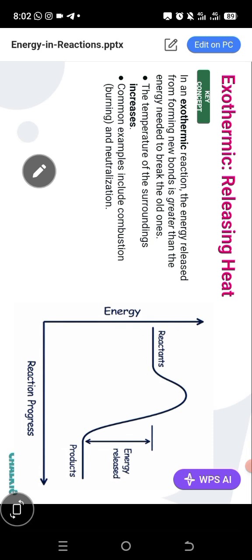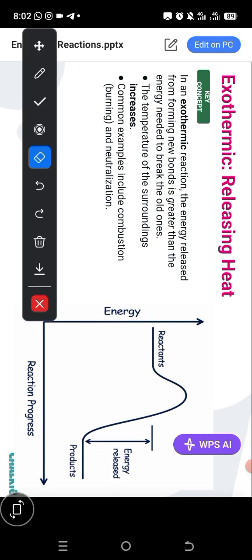Another example is a neutralization reaction. If you add an acid and a base in a beaker, you're going to feel hotness at the back, or maybe at the tip of the beaker. So heat has been released to the surroundings by the acid and base in the neutralization reaction. A neutralization reaction is another example of an exothermic reaction.